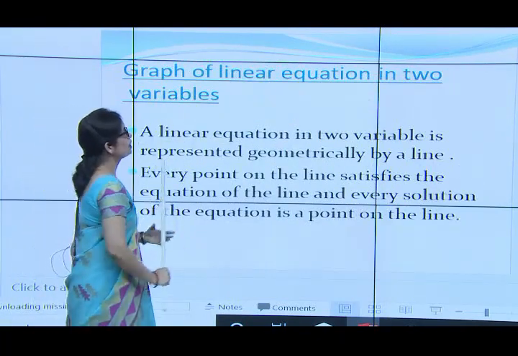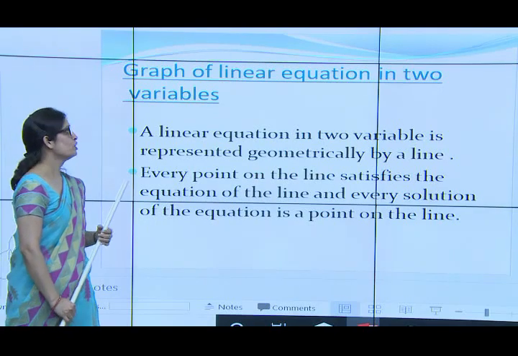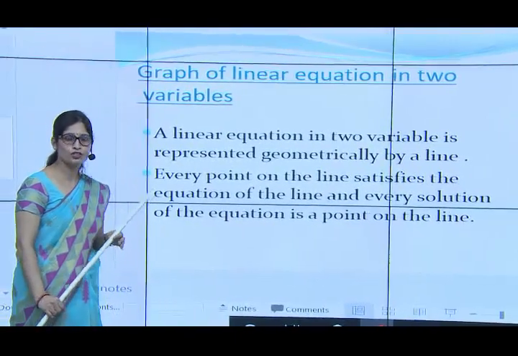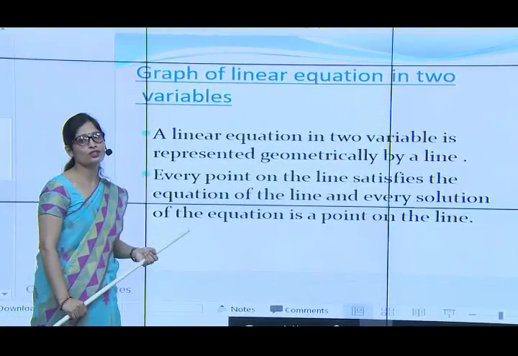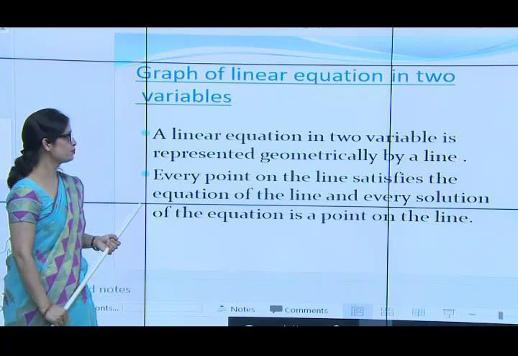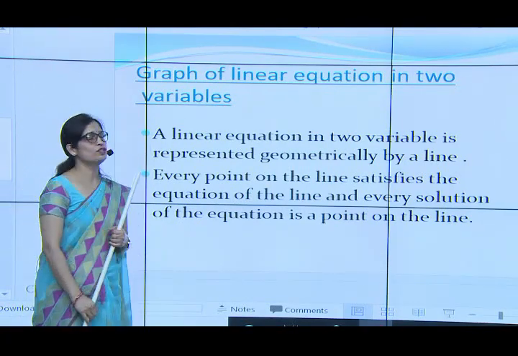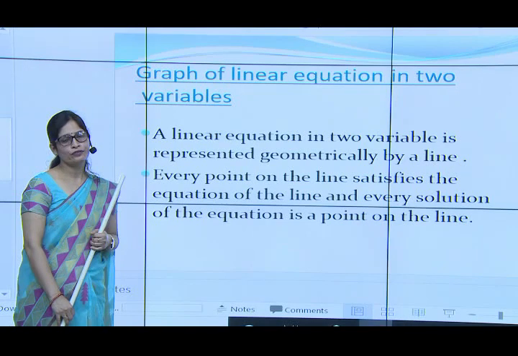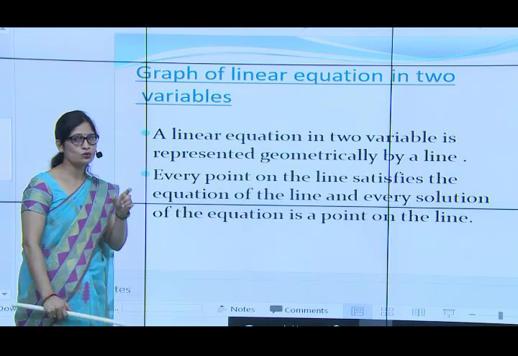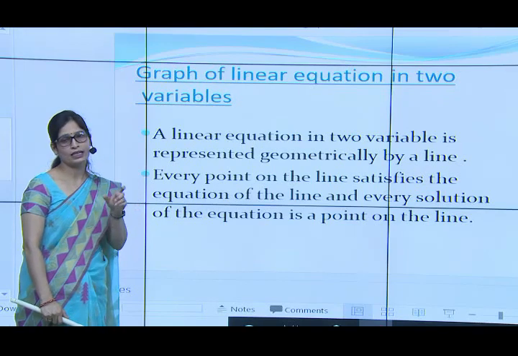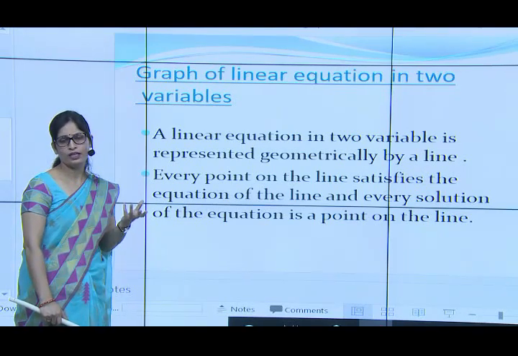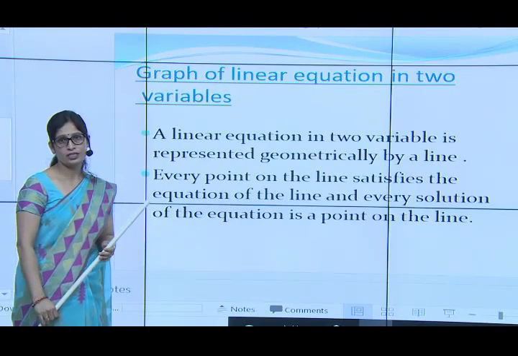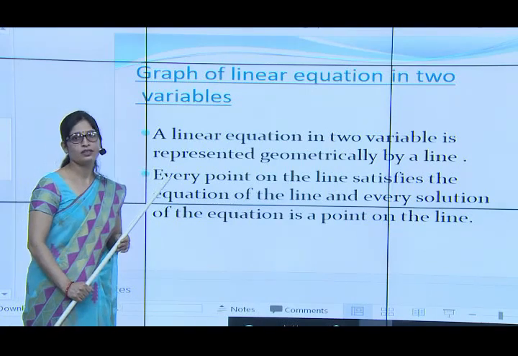Now we will discuss the graph of a linear equation in two variables. Before discussing the graph, you must be clear about the solutions of the equation, and how to find the solutions of a linear equation in two variables. To draw the graph of a linear equation in two variables, we generally find three solutions of the equation, because if we find two solutions and these two solutions represent points on the Cartesian plane, whenever we join any two points in the Cartesian plane, we always have a straight line. So this third point checks the correctness of the graph.